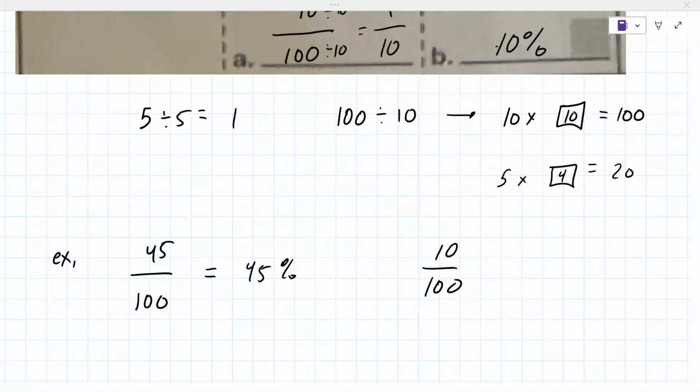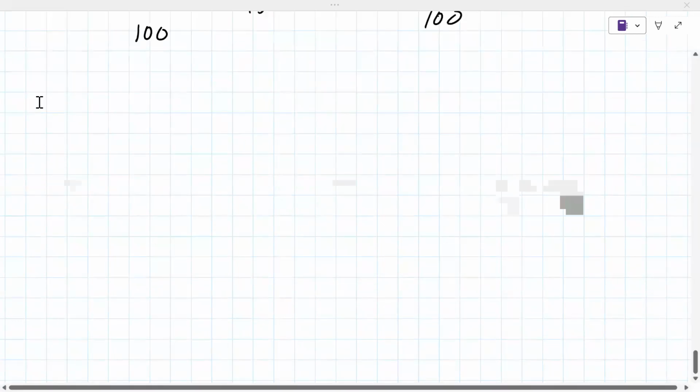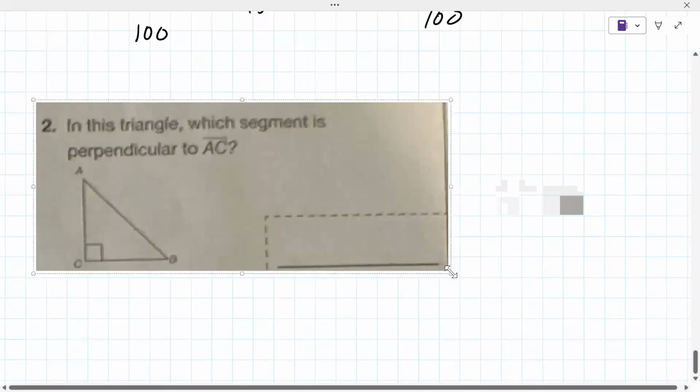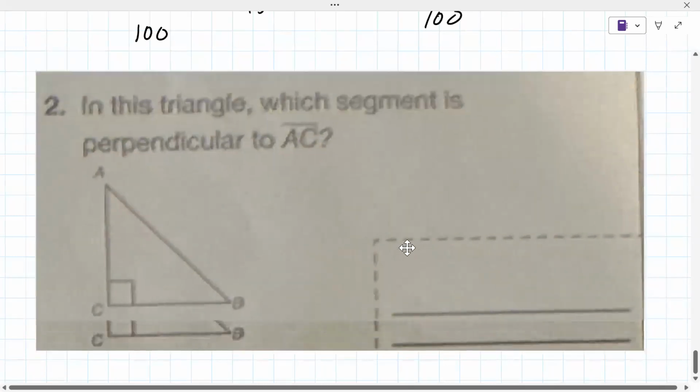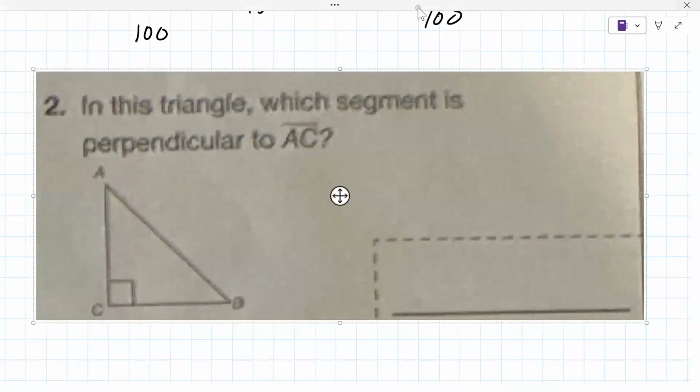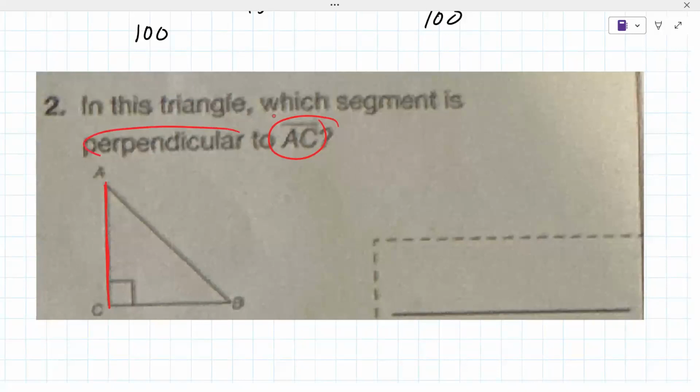Okay, let's take a look at the next question here. All right, question number 2. So this is another triangle. In this triangle, which segment is perpendicular to AC? So AC is the one going down this way. Perpendicular means that it meets at a right angle.